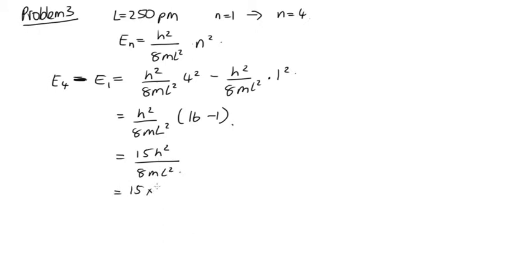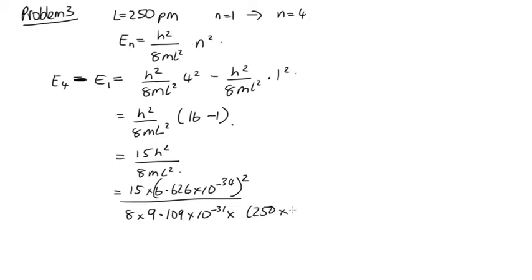So we've got 15 times 6.626 times 10 to the minus 34 squared over 8. Now it's an electron, so the mass of an electron is 9.109 times 10 to the minus 31 times L squared, and L is 250 picometers. So it's 250 times 10 to the minus 12 squared. Solving this on the calculator, we get 1.45 times 10 to the minus 17 joules.